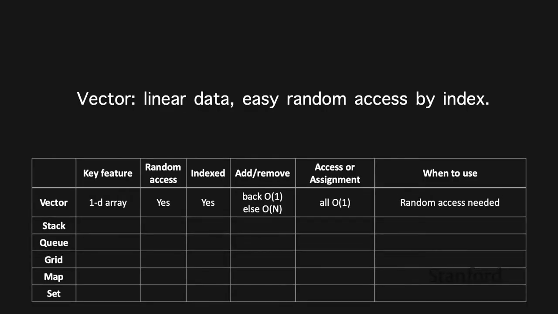So what's also important is this part called indexed. Vectors are one of the only things where you can give it an index and it tells you exactly, okay, at index 3, here's the element. Right? You can't do that for any other collection.